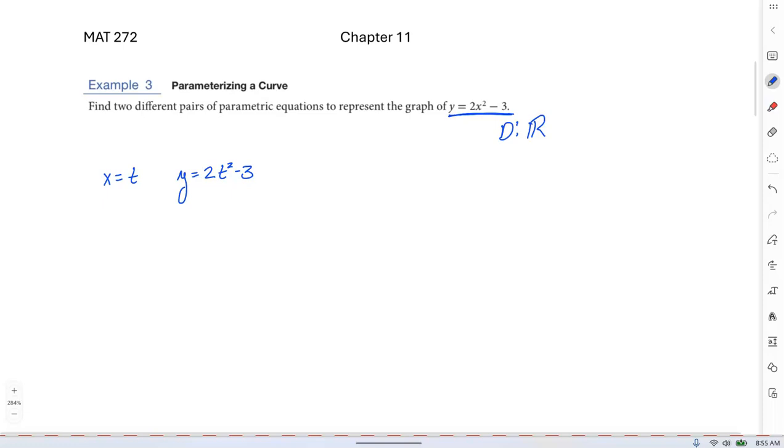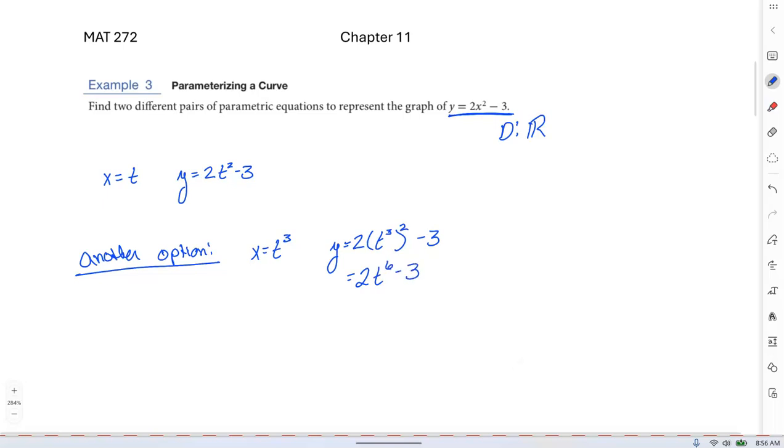Another option that we could do is we could say x could be equal to t cubed. So then y would be 2 times our x squared minus 3. So it's going to be 2 times t cubed squared minus 3, which is 2 times t to the 6th minus 3. And this is going to produce the same graph. This works because x can still be anything.